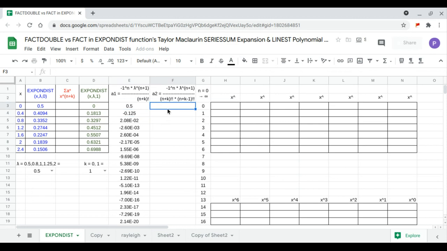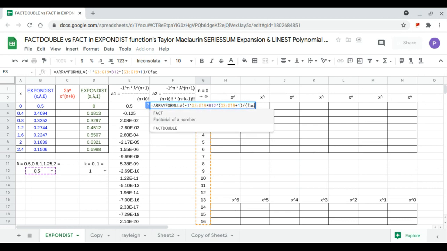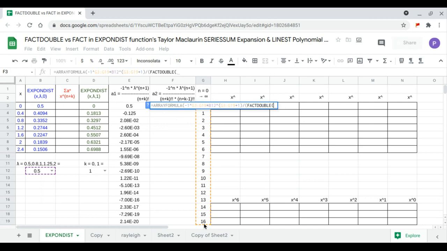We continue with the double factorial, which is equal to array formula, minus 1 raised to the power n. Second item, times lambda raised to the power the quantity n plus 1. So we have completed the numerator. Now the denominator. There are two parts, double factorial and double factorial. So double factorial n plus k.